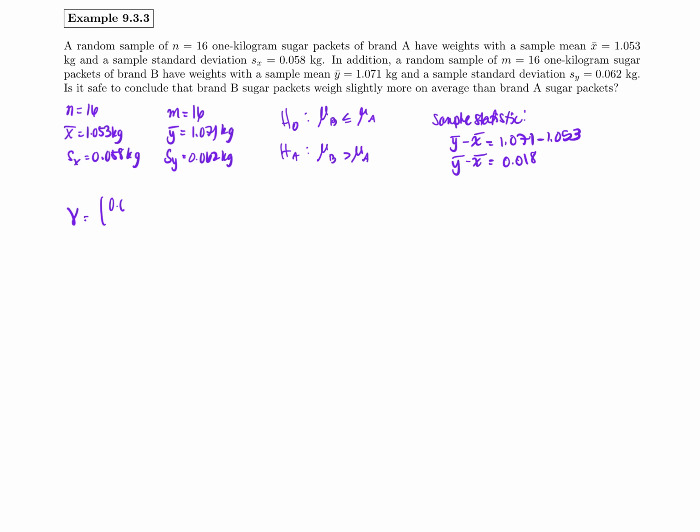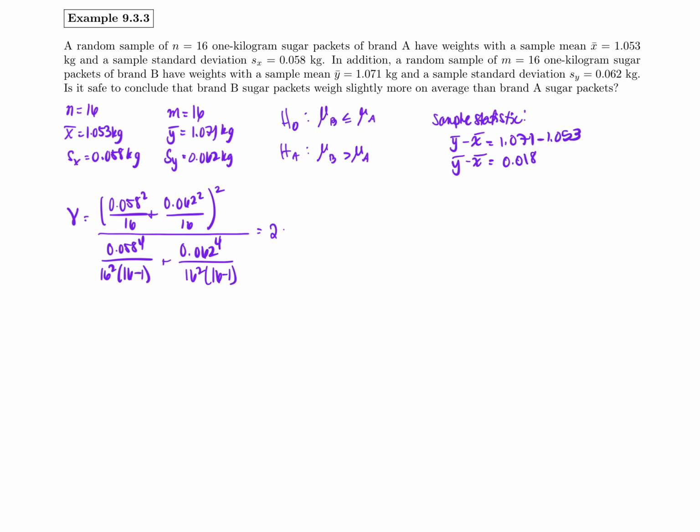So we have 0.058 squared over 16 plus 0.062 squared over 16, and we'll square the whole thing. And in our denominator, we have 0.058 to the fourth over 16 squared times 16 minus 1 plus 0.062 to the fourth over 16 squared times 16 minus 1. And we end up with a grand total of 29.87, which means we round down to 29.